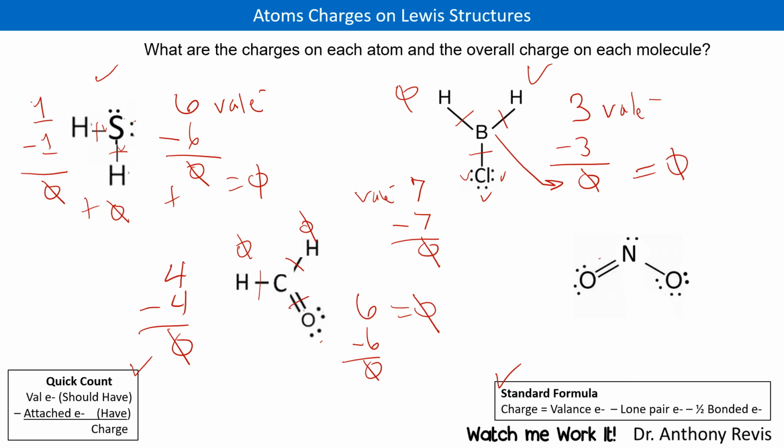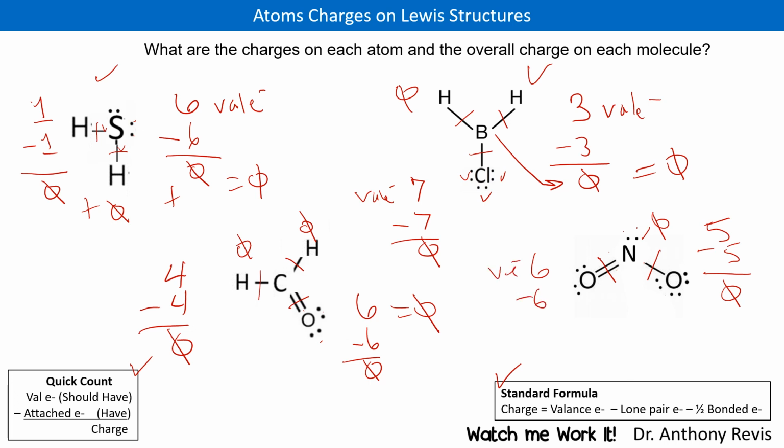Next one up, let's do here. Split these in half. So nitrogen here, 1, 2, 3, 4, 5. It should have 5, minus 5, and we get a 0 here. So nitrogen has a charge of 0 on it. The oxygen on the left has 2, 4, 6. 6 valence electrons it should have.